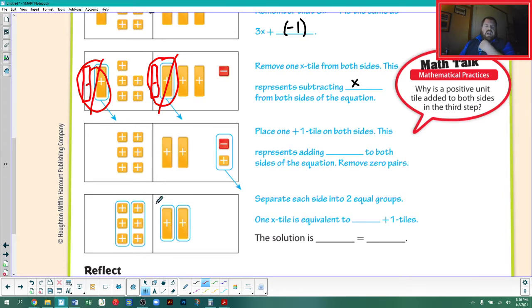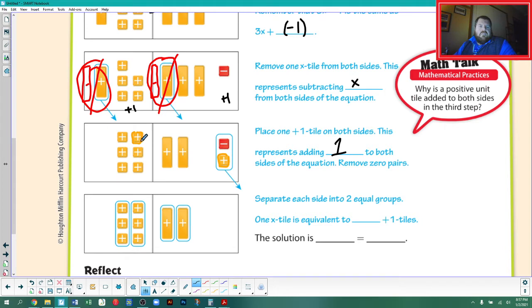Then on both sides we're going to add an additional unit tile. That's what this one is here, as well as this one here, and that represents adding 1 to both sides. So we took this and we went plus 1 on both sides of the mat. This gets to be removed as it's a 0 pair, and that's what they're saying here. This just gets to be removed, just like these did. We made 0 pairs out of everything.